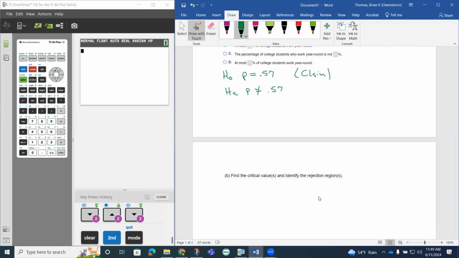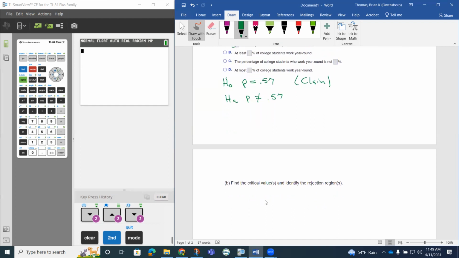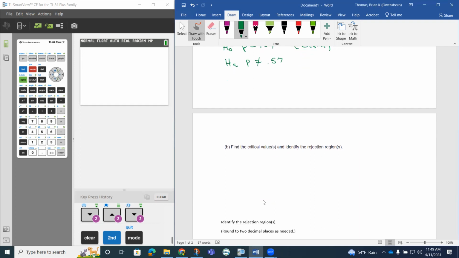The next thing it says to do is find our critical values and identify our rejection regions. So this is where you find your z-zeros. And I think in your homework, they're asking you to round it to 2 decimal places. So a lot of times I'll do my drawing. Here's 0 here. Remember, that's the mean. Now when we do this, we have to figure out is this left-tailed, two-tailed, or right-tailed. And since it's does not equal, that tells me this is two-tailed.